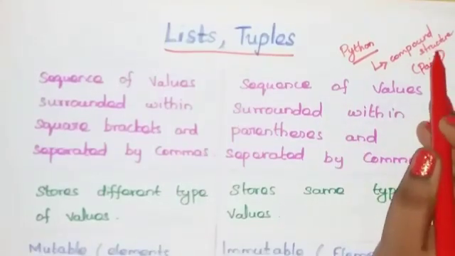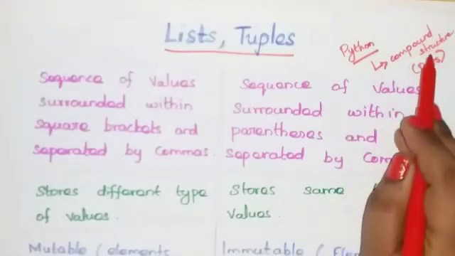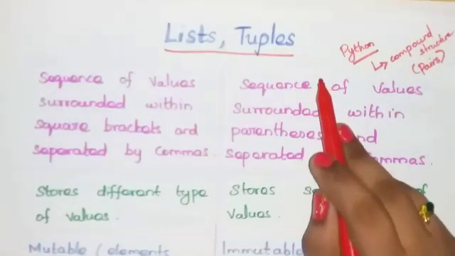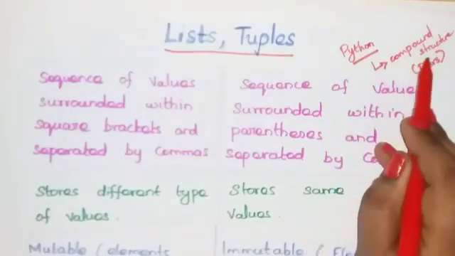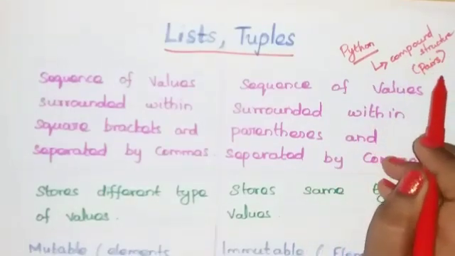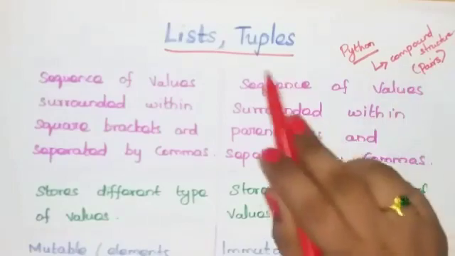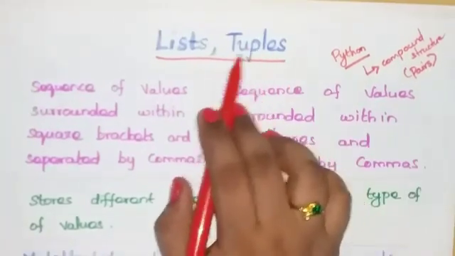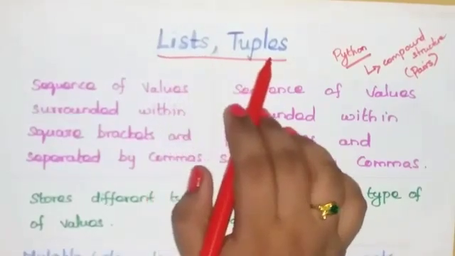Some programming languages like Python provide a compound structure to implement the data abstraction. This compound structure is called pairs. This pair is made up of list or tuples. Okay, so now let us see about list and tuples.